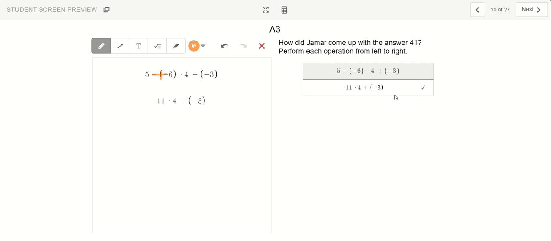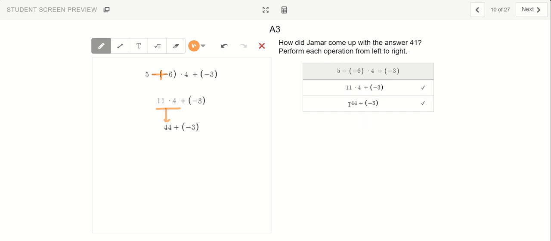From here, Jamar probably did the next step, 11 times 4. Again, I like to copy and paste the previous row, Control C, Control V. 11 times 4 becomes 44. So notice that becomes 44.